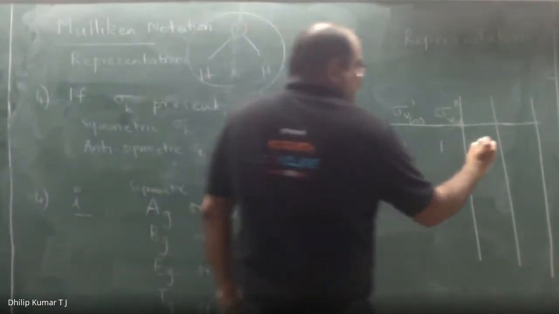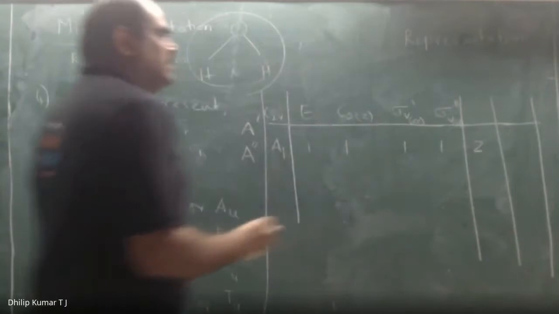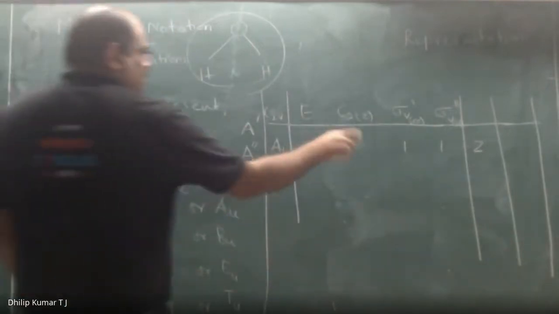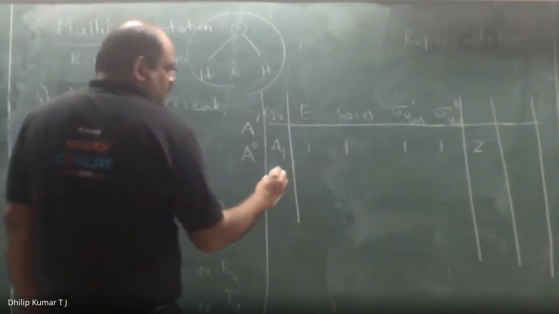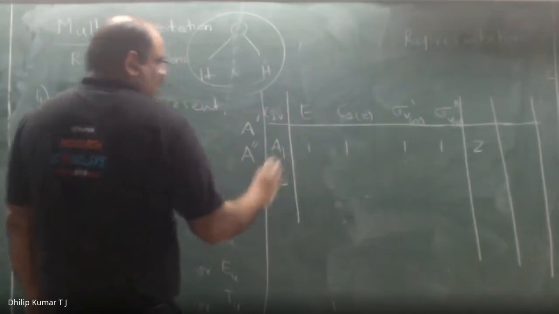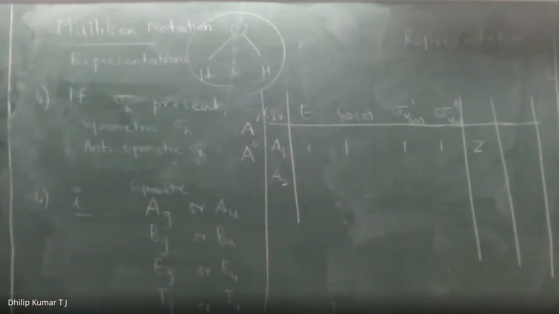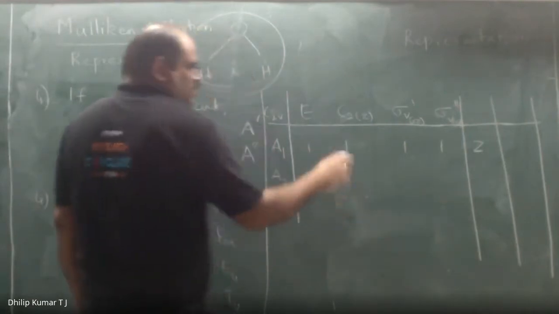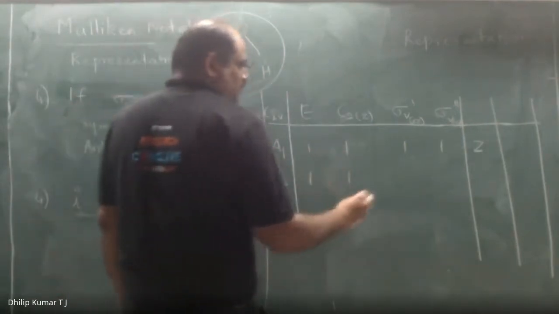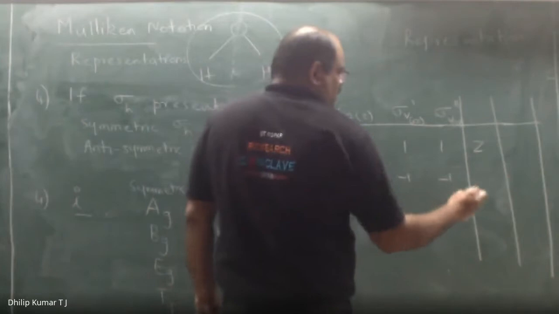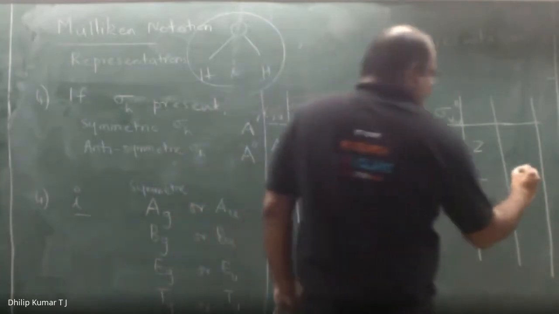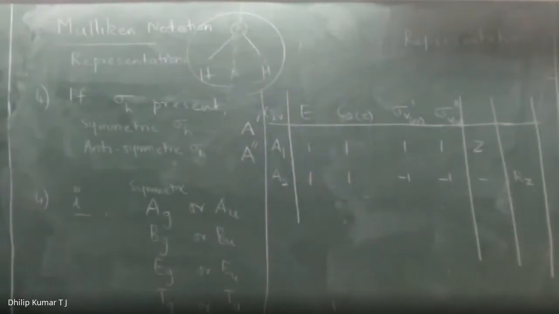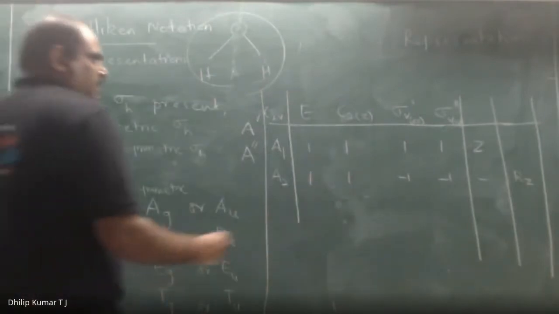So this will have the Z character. The basis will be Z, where these characters are the representation A1, and then it will have A2. Again, A2 means it will be 1, 1, both symmetric with respect to the rotation, and this will be minus 1, minus 1. Nothing will be there. This will be Rz. The rotational mode will be Z type.